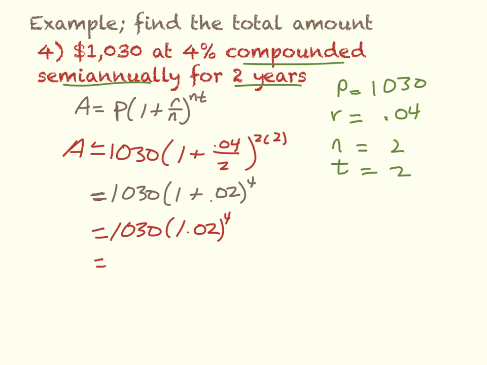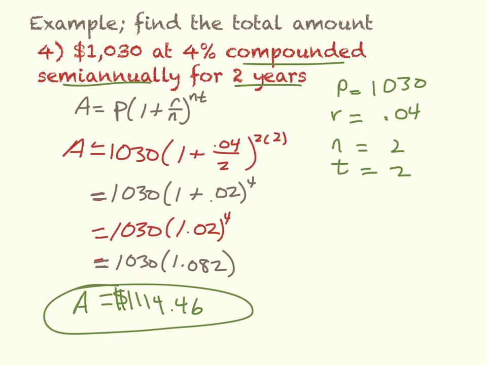And then I do my exponents, and I get 1030 times about 1.082 and just round it off to 3 places. And then I just solve that, giving me about 1,114.46. So that would be the total amount in the account of the investment after 2 years. So that's your final answer.